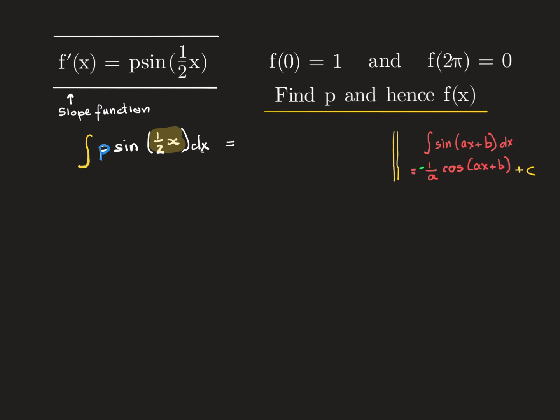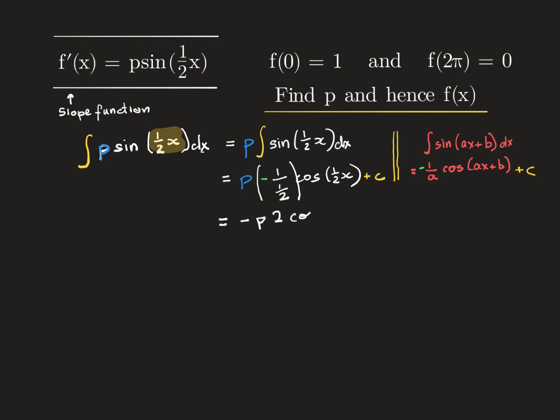So what we'll do is just put it outside and rewrite our integral so that it's just with the sine. And so p out with the minus sign in here, and 1 over a half, because a is a half. And we finish off with a cos a half x, not to forget the dx, plus c. And that will be just minus 2p cos half x.